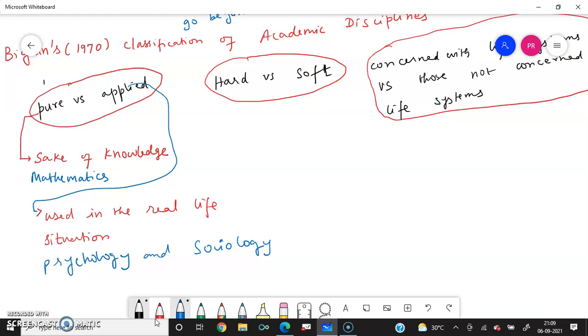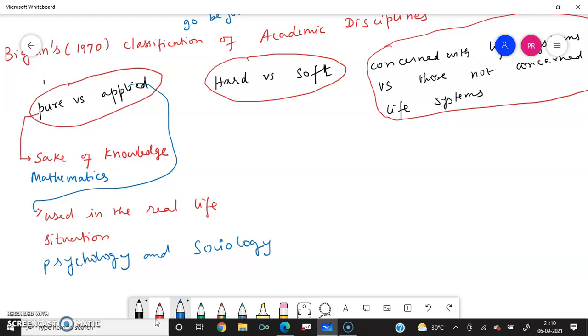Engineering is also an applied field, but this wholly depends upon mathematics and pure physics. So the pure fields are mathematics and physics, and if you apply them in real life situations, that is engineering. Education is also an applied field. It takes the help of philosophy, psychology, sociology and history, the four pillars of education. So these are the examples of applied fields.